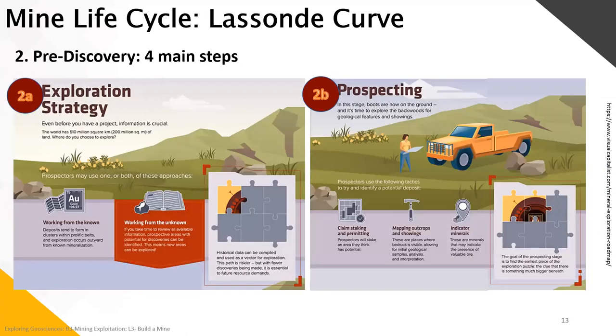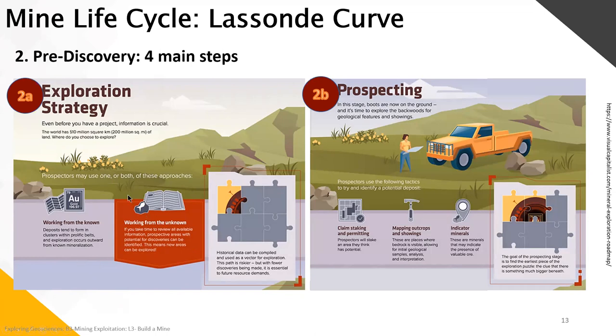The pre-discovery can be separated into four steps: the exploration strategy. So here, before going on the field, we have to know what we're working from. So we have to go, as I said, within the historical work, historical reports, historical maps, extract all the information that we judge important. We have to learn to work from unknown and work from known.